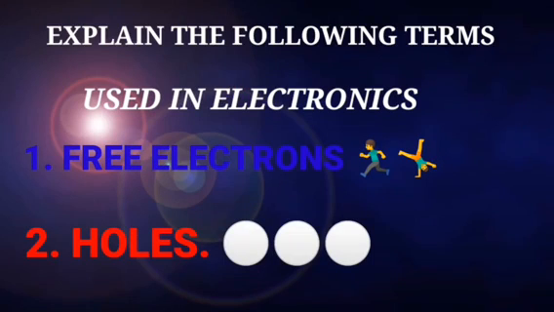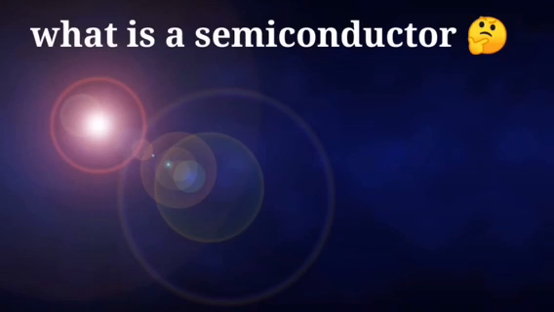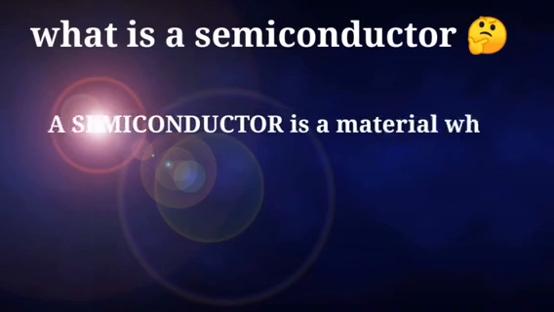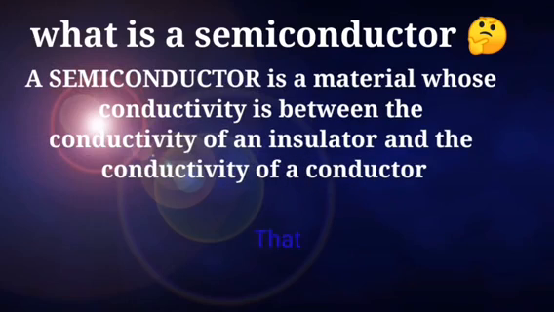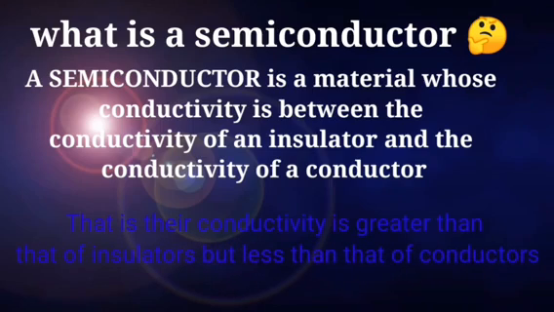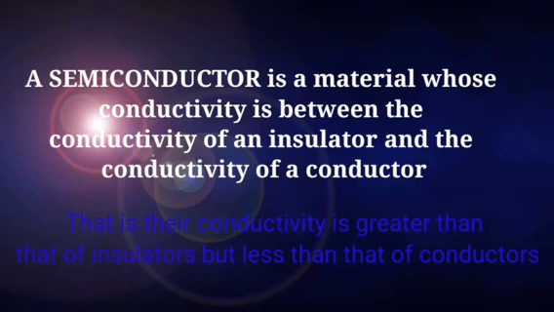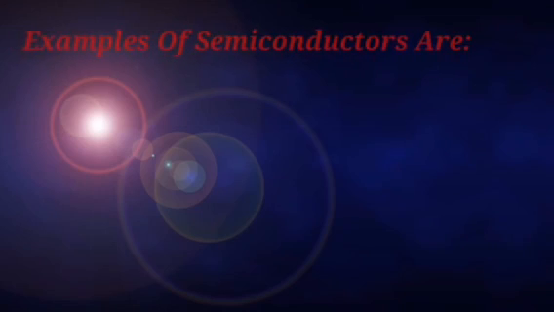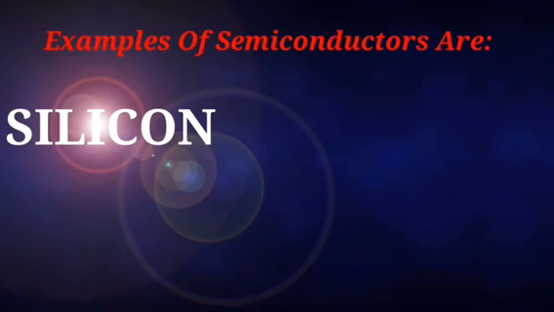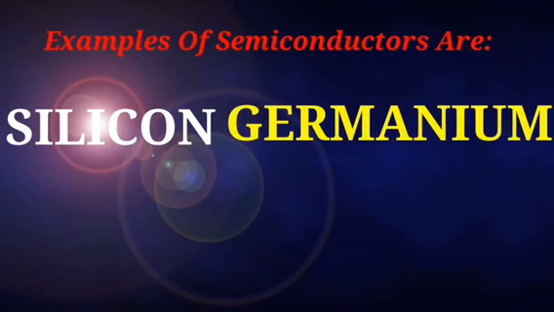Now, we want to look at what a semiconductor is, because to understand what we mean by free electrons and holes, we must know what a semiconductor is. A semiconductor is a material whose conductivity is between the conductivity of an insulator and that of a conductor. What this means is that the conductivity of a semiconductor is less than that of a conductor, and it is greater than that of an insulator. So that is basically what we want to look at. We have some examples of semiconductors. A very good example is silicon, and then we have germanium and the rest.